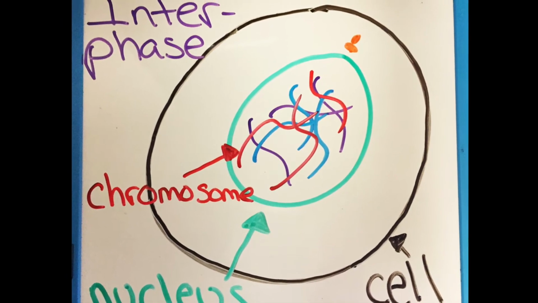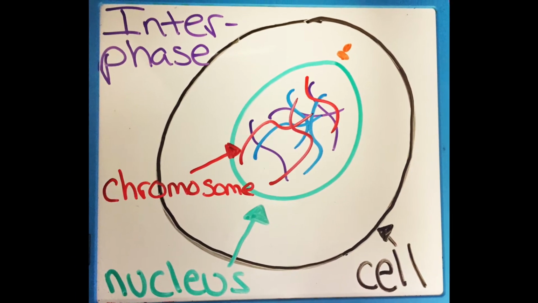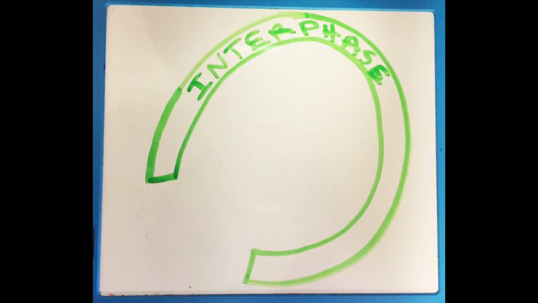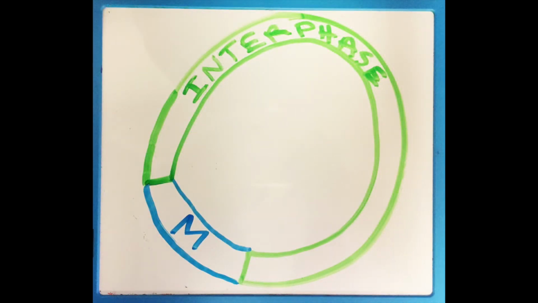Interphase alternates with mitosis. It is the resting phase of the cell in which most time is spent. After mitosis, the next stages in the cell cycle are the G1, S, and G2 phases. These take place during interphase.